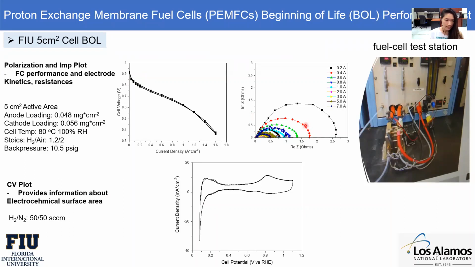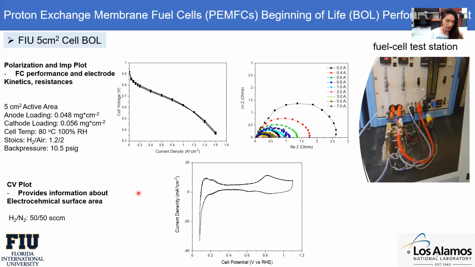We can get information on the fuel cell performance, the electrode kinetics, and resistance. The anode and cathode loadings are 0.048 and 0.056 milligrams per centimeter squared, and the measurement conditions are 80 Celsius, 100% relative humidity, and the flow ratio is 1.2 to 2. For the polarization and the impedance measurement, the back pressure is 10.5 psig.